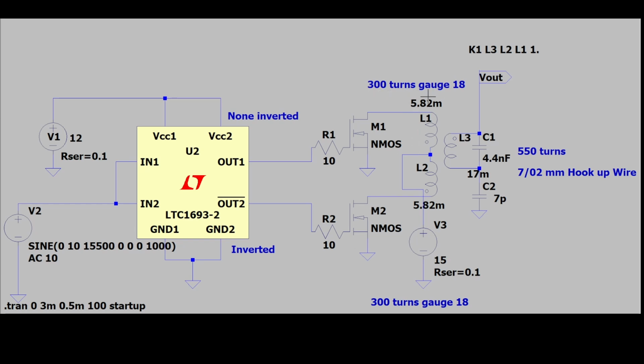The turn ratio is, as I said, 300 turns, gauge 18 or 1 millimeter, on both sides for the primaries. And on the output side, we have 550 turns, 7 times 0.2 millimeter Litz wire. It cannot carry that much, but it has a lower skin effect compared to solid wires.